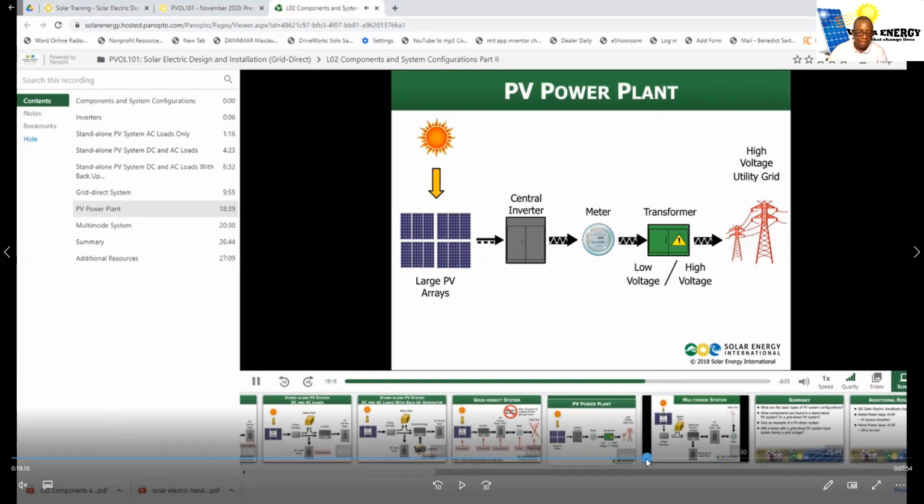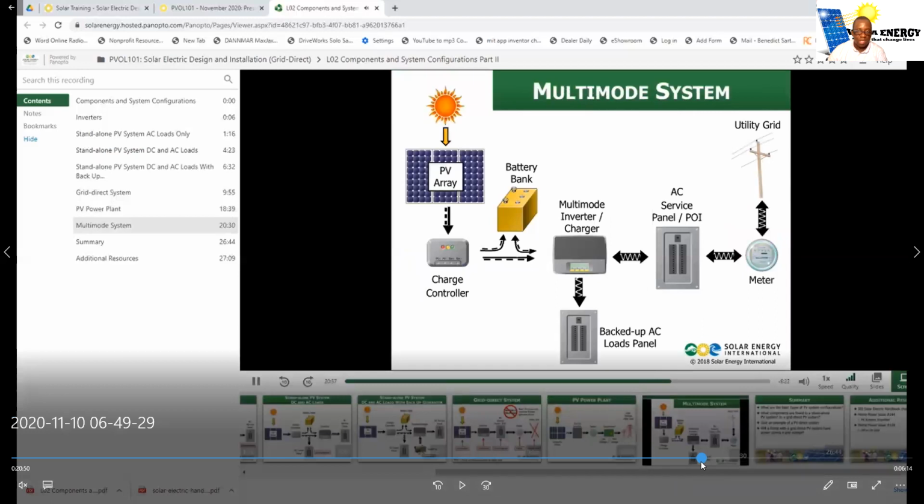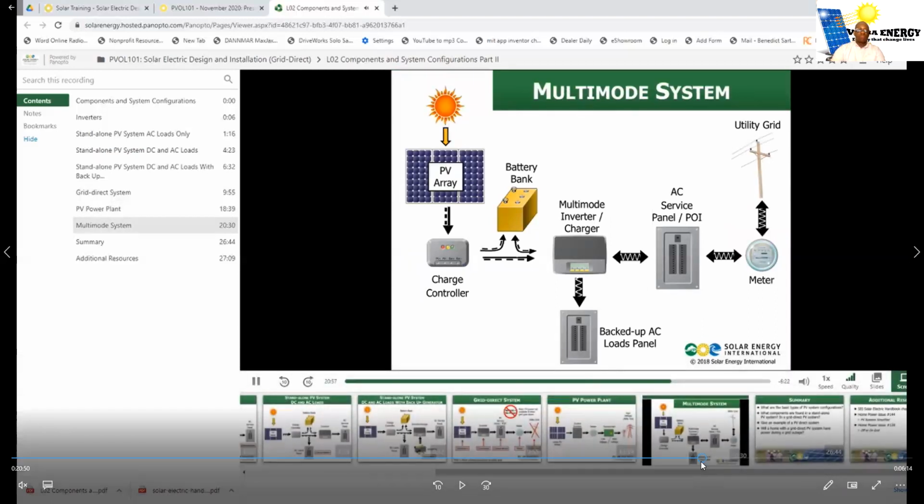Let me sum this up. I'm going to go to the last one right here, and this is called the multi-mode system. Multi-mode is a very beautiful system. In the multi-mode system, you have the PV array, the charge controller, your battery bank, your multi-mode inverter charger, and then you also have a backup AC panel.